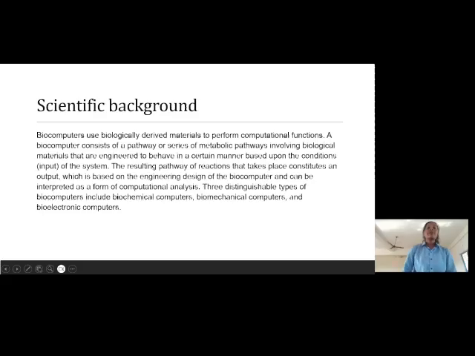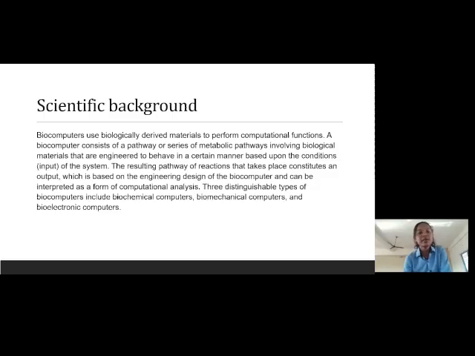Next, scientific background. Biocomputers use biologically derived materials to perform computational functions. A biocomputer consists of a pathway or series of metabolic pathways involving biological materials that are engineered to behave in a certain manner based upon conditions of the system. The resulting pathway of reactions that takes place constitutes an output, which is based on the engineering design of the biocomputer and can be interpreted as a form of computational analysis.